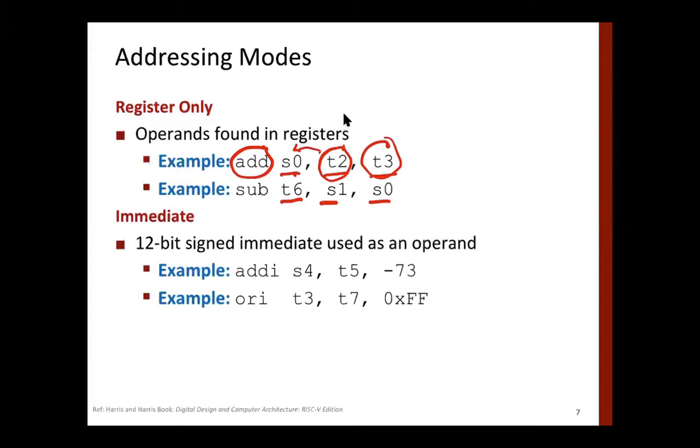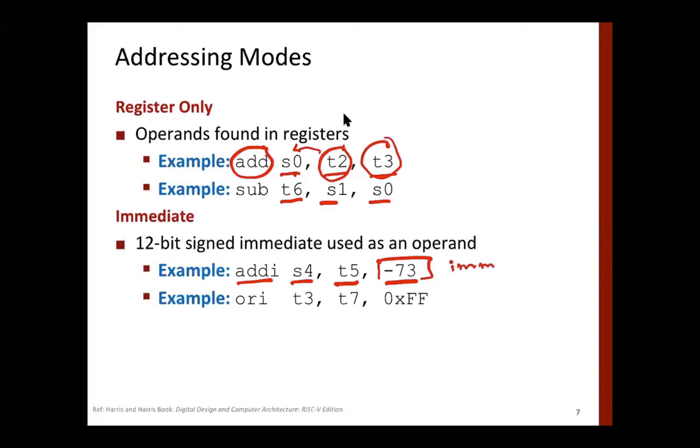So all three are in registers. And then we have also studied the immediate field, like addi S4, T5, -73. So the field here is of immediate type.